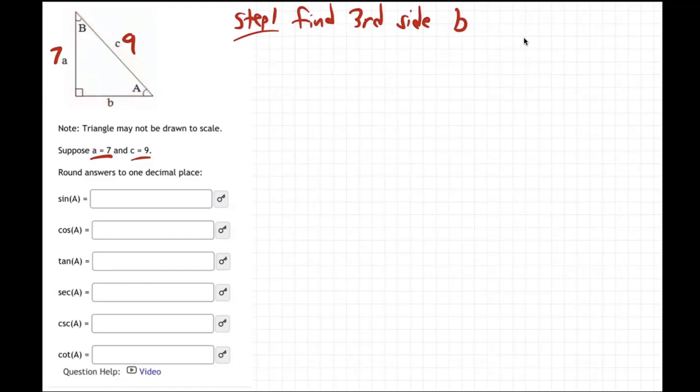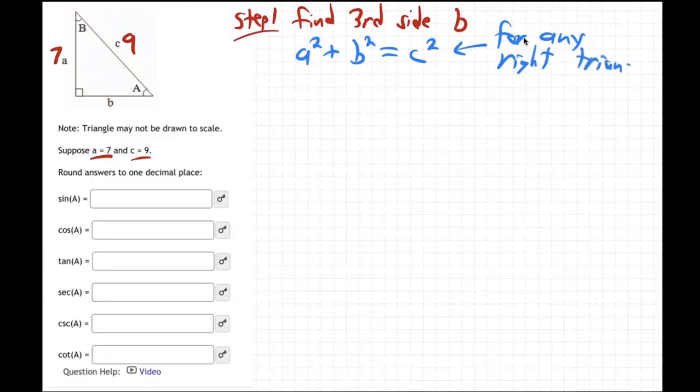Well, you probably remember the Pythagorean theorem. a squared plus b squared is c squared, right? That's true for any right triangle. So it's not all triangles, but it's any right triangle. Okay, and this triangle has a right angle right there. So it's a right triangle.